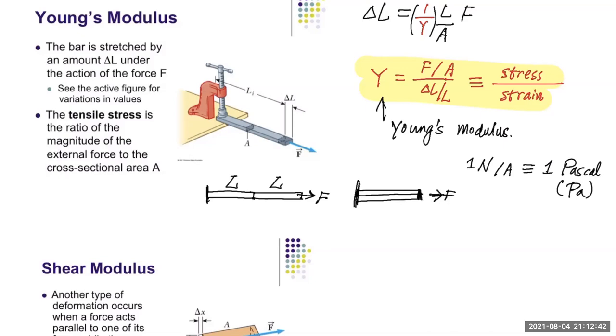You apply 1 Newton of force over an area of 1 meter squared. So 1 Newton per meter squared, that's called 1 Pascal. Okay, so it's not a whole lot of stress, because 1 Newton is not a big amount of force, and you stretch it over an entire square meter, so that's not much. So Pascal is a rather small unit.